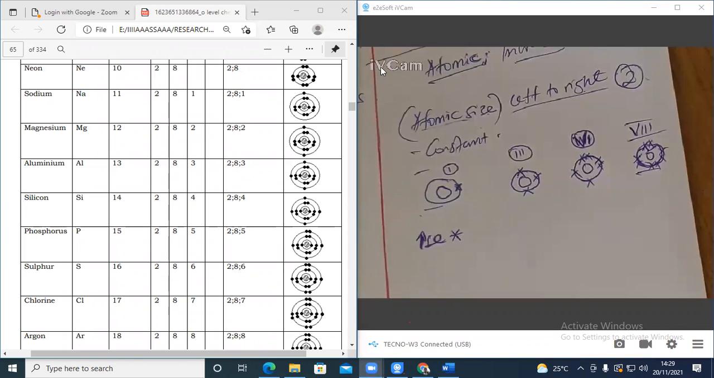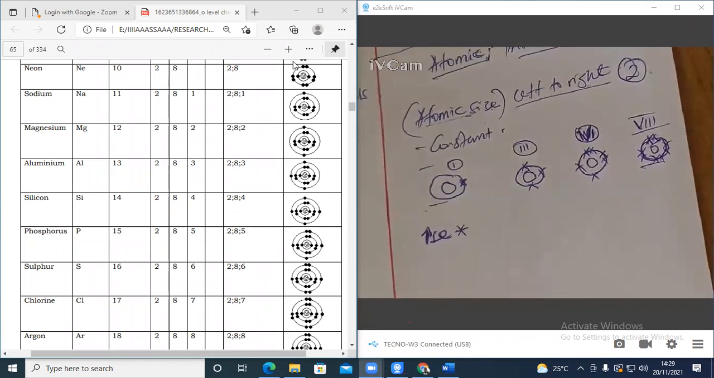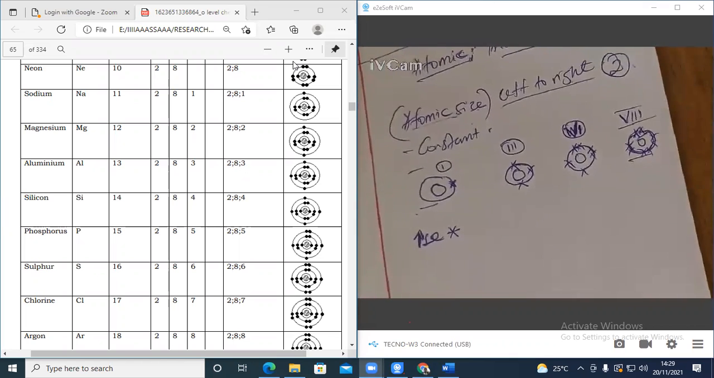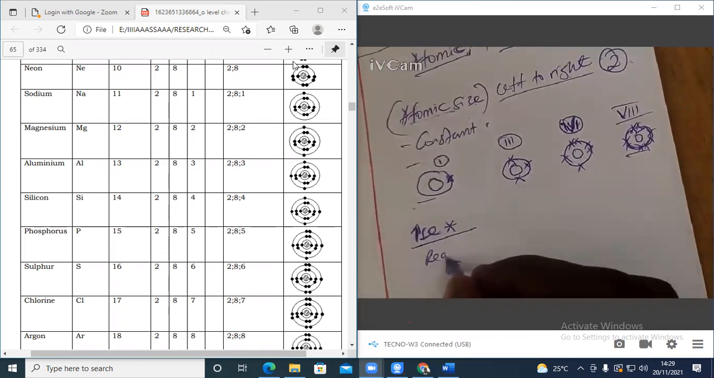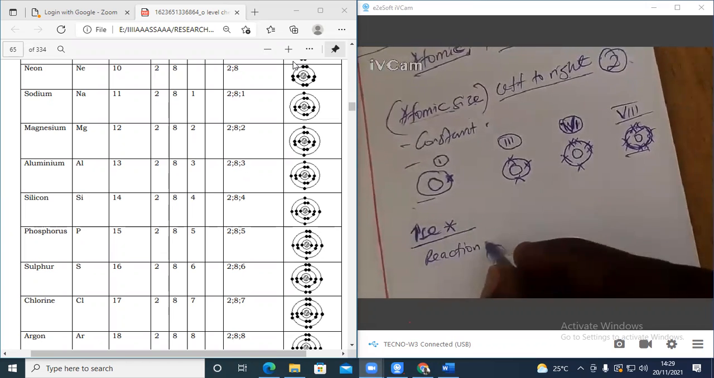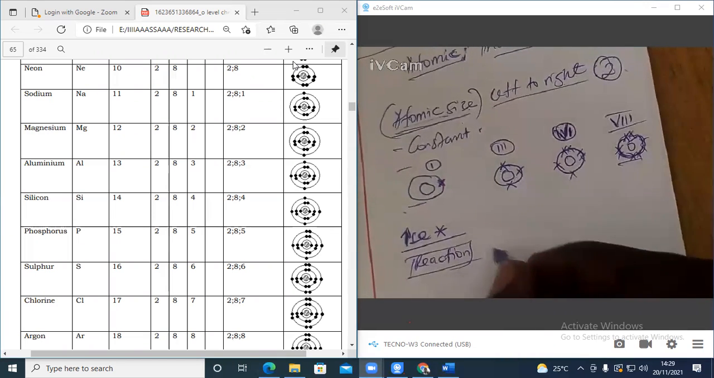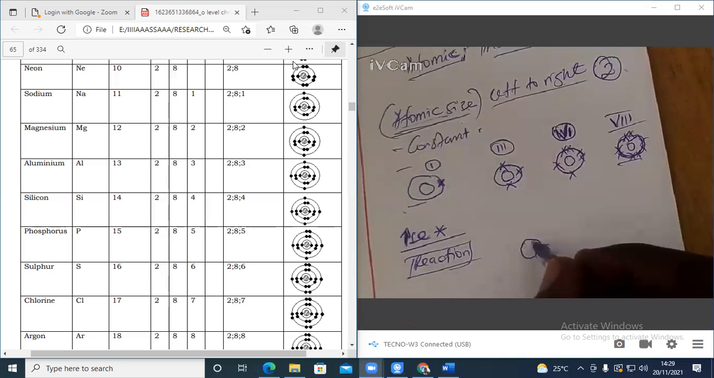Okay. Now let's look at the trend in which these things behave, in a period 2, in a group 2, the reactions of these things, or the atomic size. Let's look at size. Size will depend on the nucleus and the electrons on the last shell.